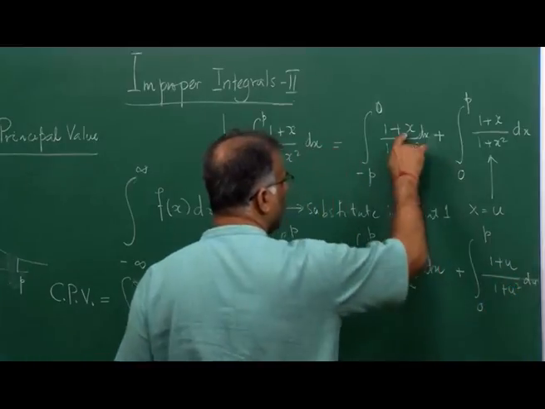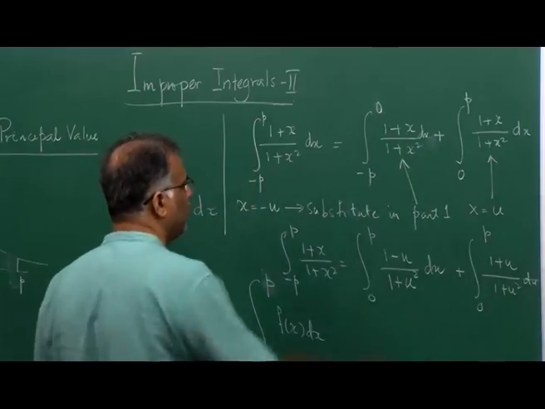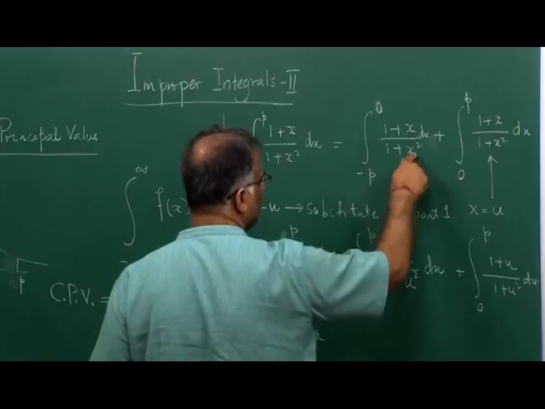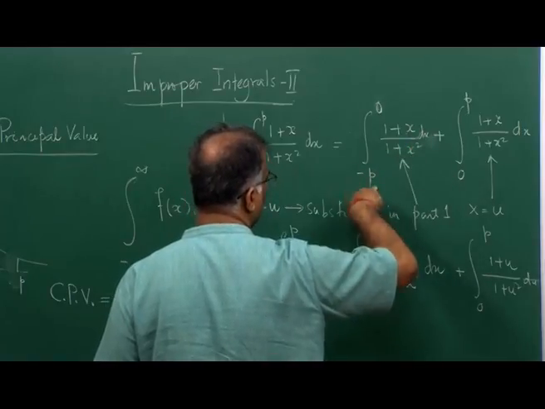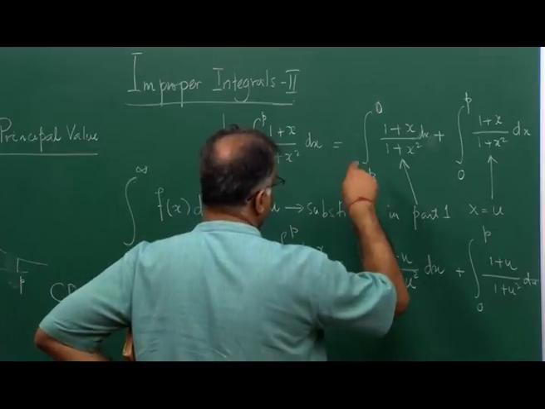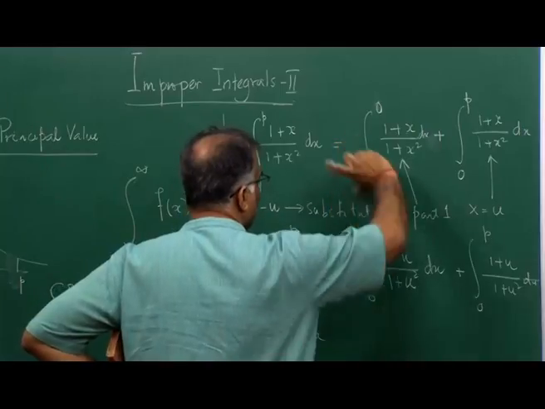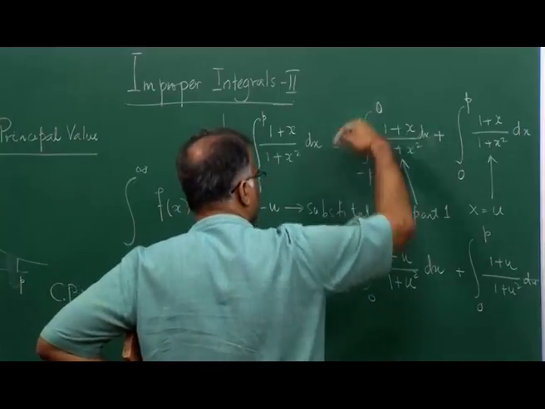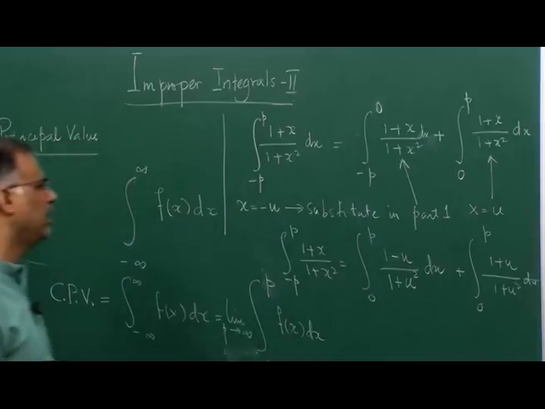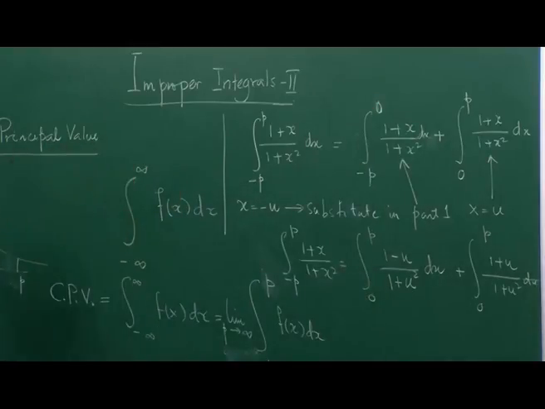Here, if you put x equal to minus u, dx will be minus du, so a minus would come here. So, 1 minus u over 1 plus u square du. When x is equal to minus p, u becomes p, and when it is 0 it remains 0. Since there is a minus 1, the end points of the integral change, the interval swaps. So, it becomes 0 to p.